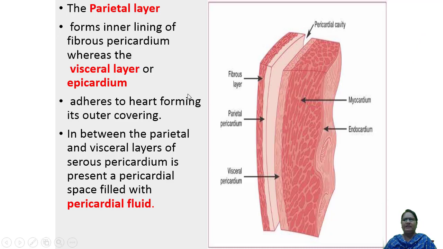Pericardial cavity. This is the fibrous layer. Now this one is called the parietal layer here. It forms the inner lining of the fibrous pericardium, whereas the visceral layer or epicardium adheres to the heart, forming its outermost covering. In between the parietal and visceral layer, the serous pericardium is present. It is filled with a space which is called pericardial fluid. So this pericardial cavity, here you can see this cavity. In this cavity, this fluid is present, pericardial fluid.